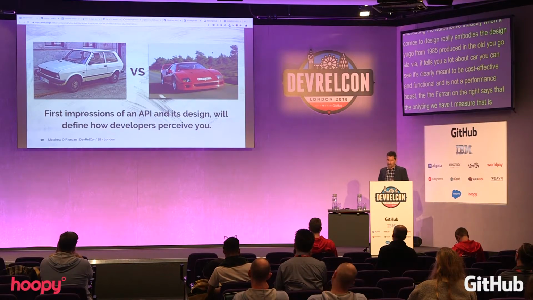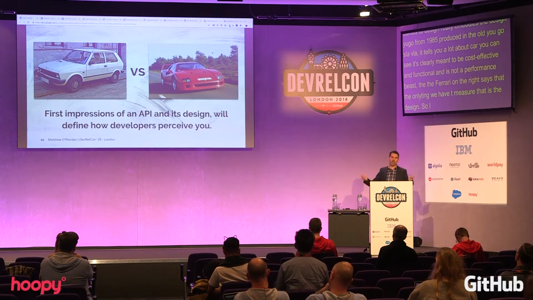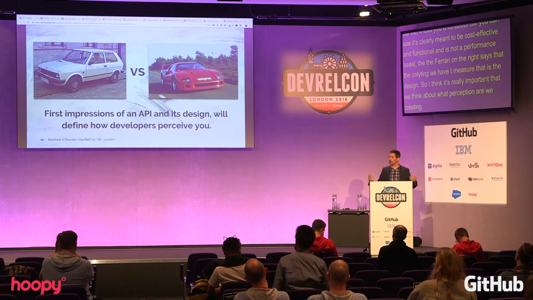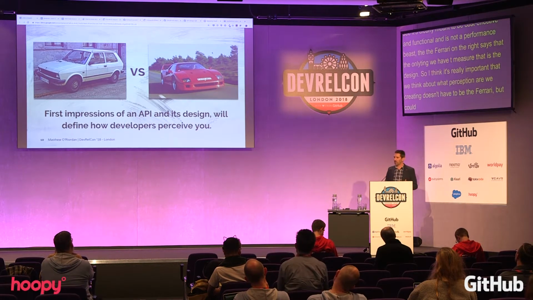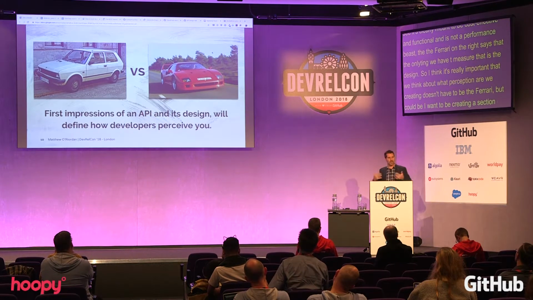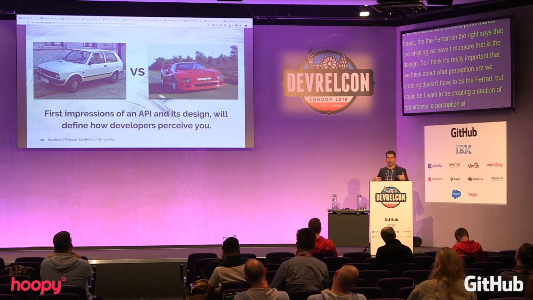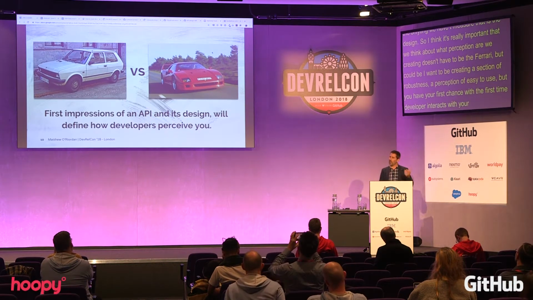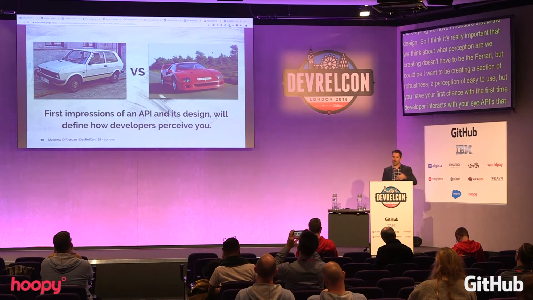And so I think it's really important that we think about what perception we are creating. It doesn't have to be the Ferrari, but I could want to create a perception of robustness. I want to create a perception of easy to use. But you have your first chance. When the first time a developer interacts with your APIs, that is the lasting impression you're going to leave with them, and it's very hard to change that.